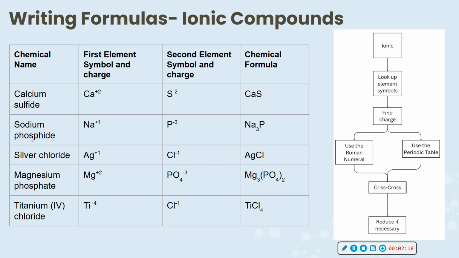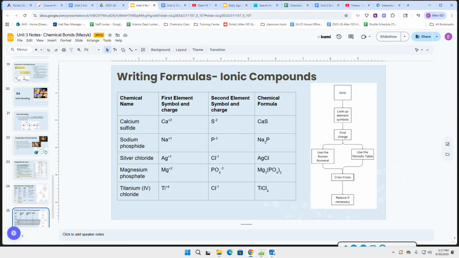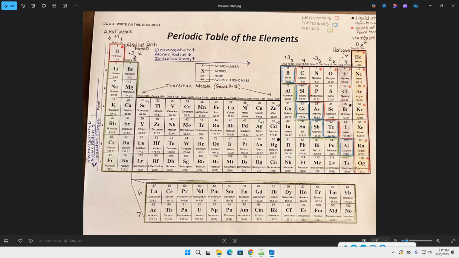Sodium phosphide. So I'm going to write the symbol for my element, which is the metal. Sodium is an alkali metal, that's why it's positive 1. And then I'm going to find phosphorus, which we changed the ending to IDE. So let's go ahead and take a look at our periodic table. Here's sodium, group 1, positive 1 charge. Then I'm going to go and find phosphorus. Phosphorus is right here in group 5, and it has a negative 3 charge.